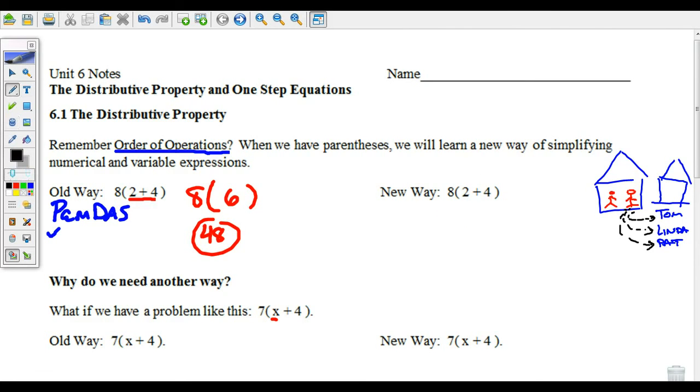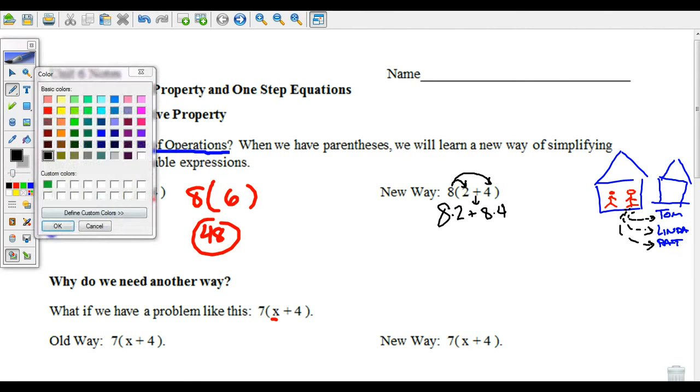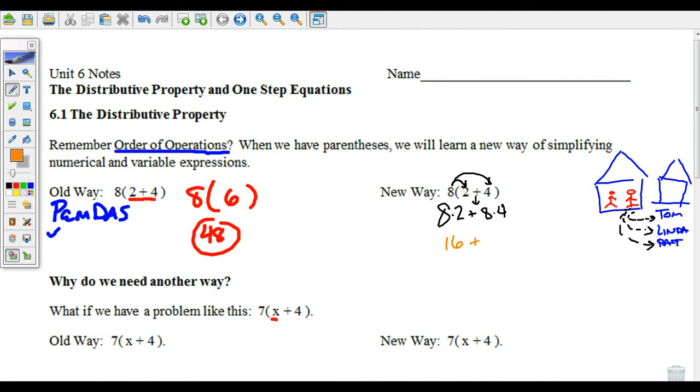So one more time, I'll do that for you. We're going to do 8 times 2 and then 8 times 4. So I'm actually going to write that first one out. 8 times 2, bring down my plus sign, and then 8 times 4. So now we know that 8 times 2 is 16, and 8 times 4 is 32. And now we can add those together. 16 and 32 is 48. And notice we got the same answer both times. So you're probably saying, why do we need to do all of that? And here's exactly why.